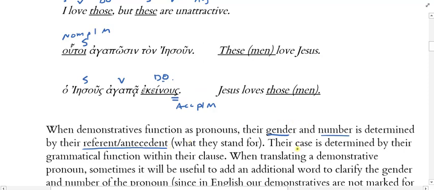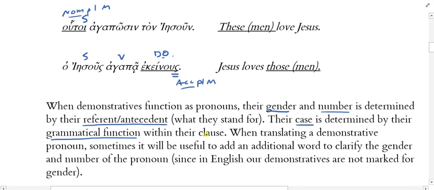Now, what's going to determine the case of the demonstrative pronoun? Well, that's easy. The case of any pronoun is determined by its grammatical function within the clause it sits in. So over here, because houtoi is functioning as the subject, it has to be what case? Nominative, exactly. And because ekeinous is the direct object, what case must it be in? Well, it must be in the accusative case. Now, when we're translating a demonstrative pronoun, sometimes it will be useful to add an additional word to clarify the gender and number of the pronoun, since in English, our demonstrative words are not marked for gender.